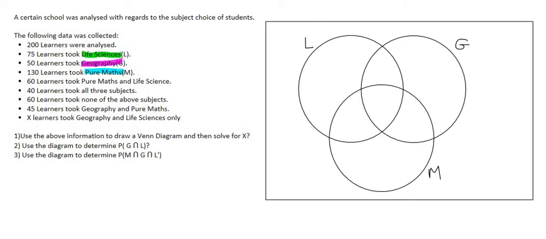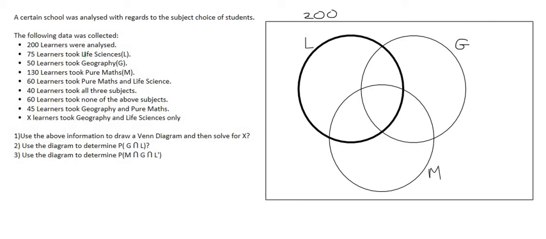75 people took life sciences. Now, what you don't want to do is just go put a 75 over here. I've seen many people do this. That is not what life sciences is. This part over here is everything in that circle that has just been highlighted, so it wouldn't be correct to put 75 there. The 75 is going to be split into these four main parts, but we don't yet know how they're going to be split. Some of it will go in the one, some of it will go in the other. So we can't actually do anything with that 75 just yet.